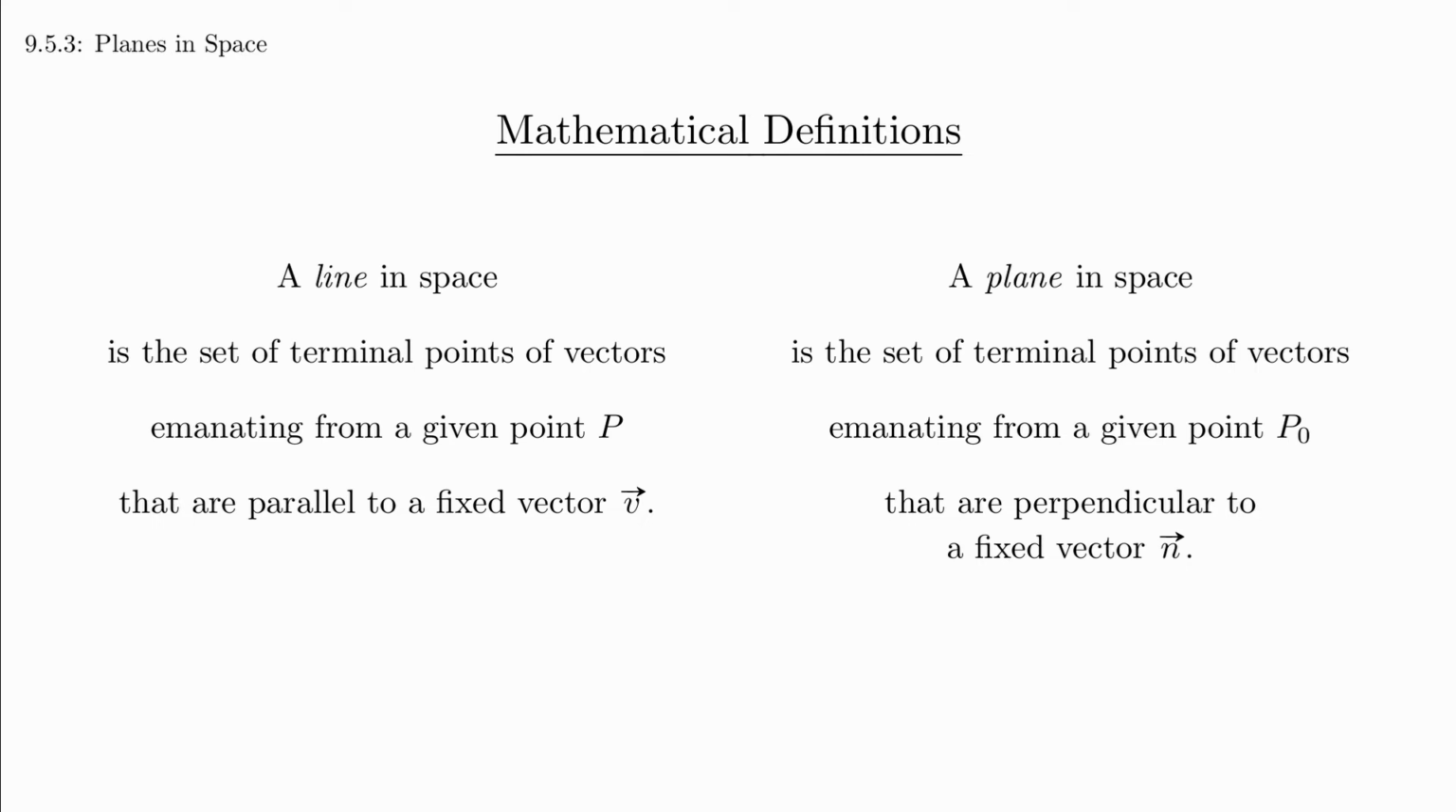The definition of a plane that we're going to use looks very similar to the definition of a line. We're going to put the definitions side by side to show the similarities and talk a little bit about mathematical language before taking a deeper look at planes themselves. A line in space is the set of terminal points of vectors emanating from a given point P that are parallel to a fixed vector V. A plane in space is the set of terminal points of vectors emanating from a given point P0 that are perpendicular to a fixed vector n.